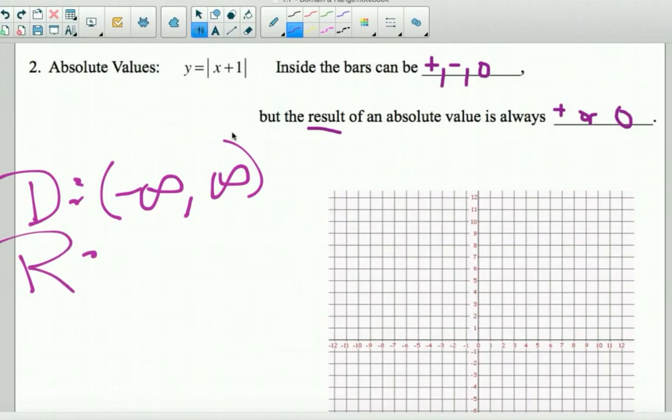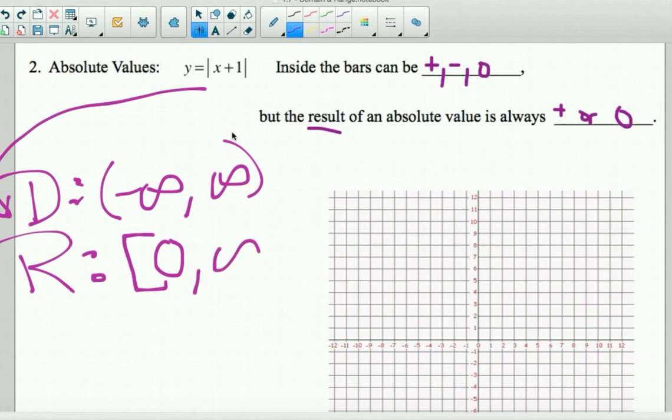Now, the range, especially just for this one here, but for most absolute values, is what results, right? So what's the lowest thing that could result from an absolute value? It would be 0, right? If I plugged in -1, I get 0. So it starts at 0, and every other thing that would result from an absolute value would be something positive. So it starts at 0 and could go all the way up to infinity if you plugged in infinity for x. So that's kind of the domain and range.